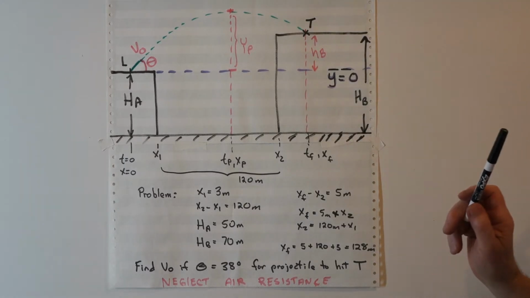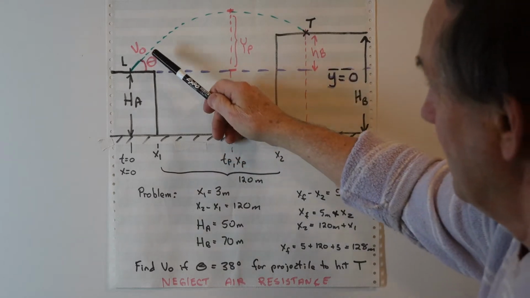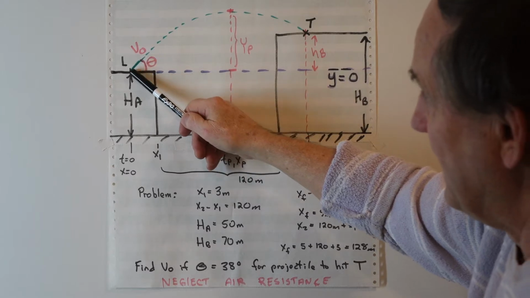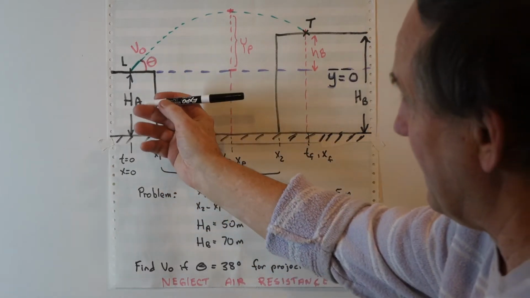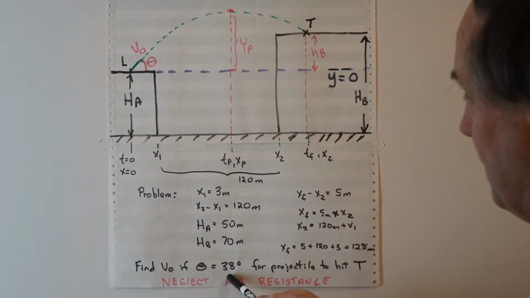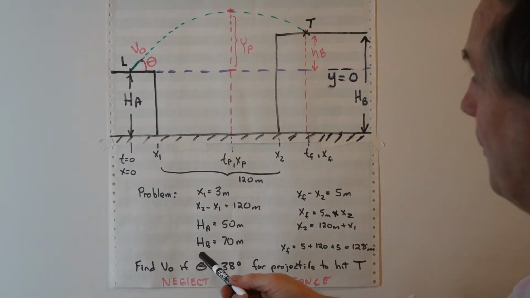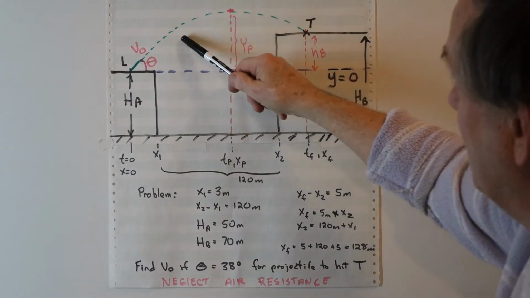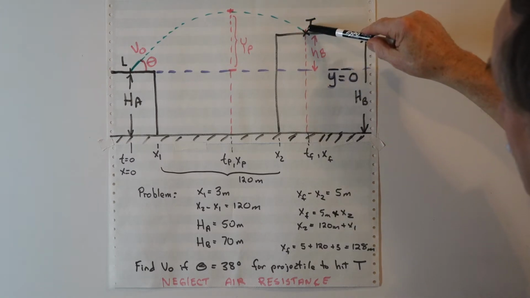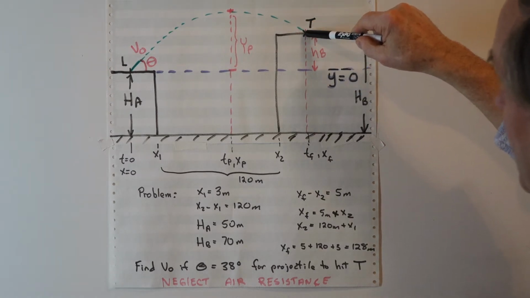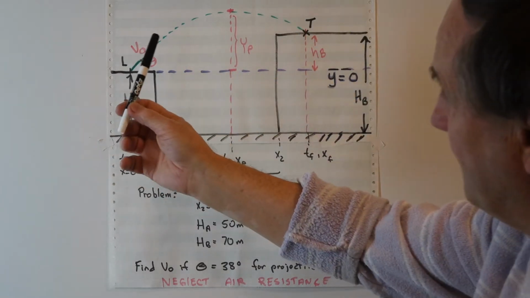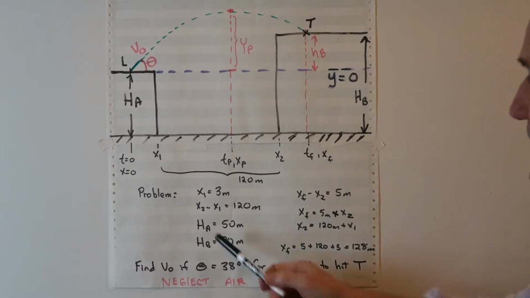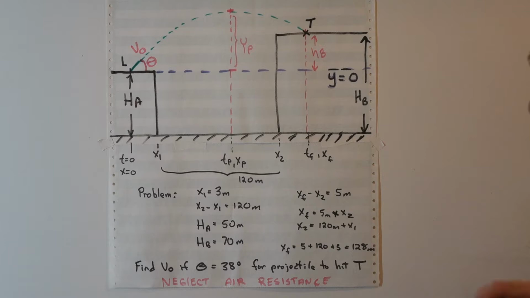Now, the problem is to find the initial velocity that we need to launch the projectile at if the projectile is being shot at an angle theta with respect to the horizontal of 38 degrees. So we want to know what the initial velocity needs to be in order for the projectile to be lobbed up and hit the target here on the roof of building B if the angle of launch is 38 degrees. And we're going to neglect the air resistance in this particular problem.